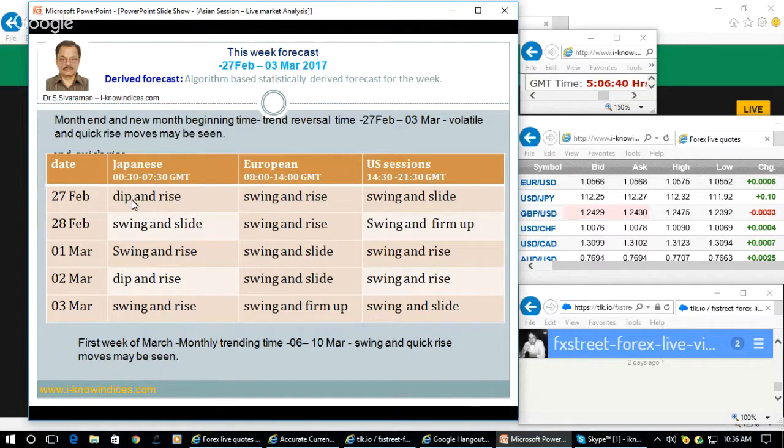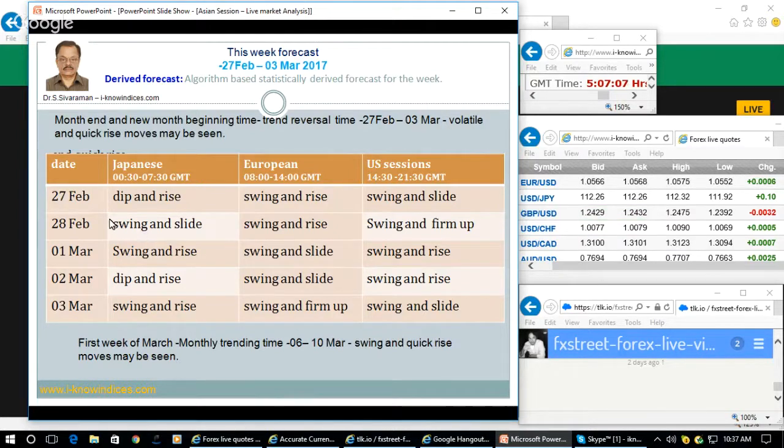Then they are expected to make the dip and the rise today, followed by a swing and rise. The dip was very brief, indicating that they only try to hit the stops and induce some traders to take sell positions, creating the bearish feel, and then started trapping them, and they were expected to make a quick rise and then make some profit booking towards the close of the US session.